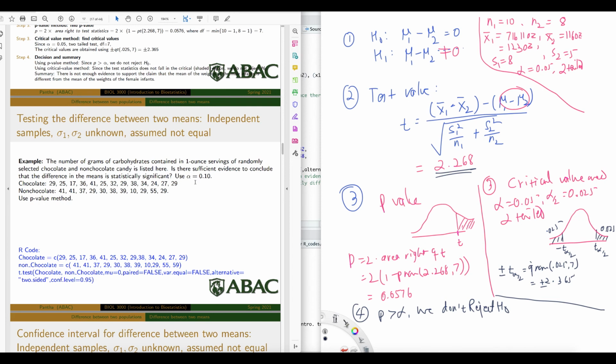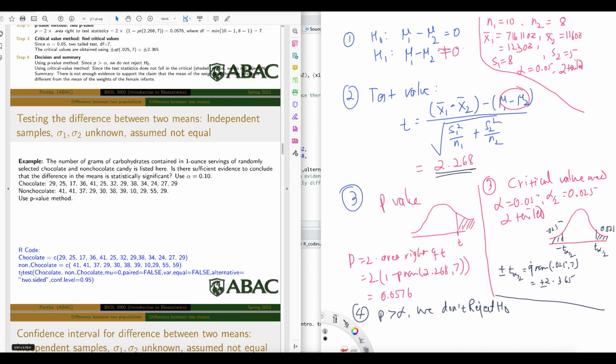That's the question. So what we do for this is we just copy this data set as chocolate. See, chocolate equals C, and then copy that data set. Remember that you need a comma there. And if there is more than one data, then we need C and then parenthesis. Okay. And for the non-chocolate, you copy that. See, they have different sample sizes. Okay. So how do I test this?